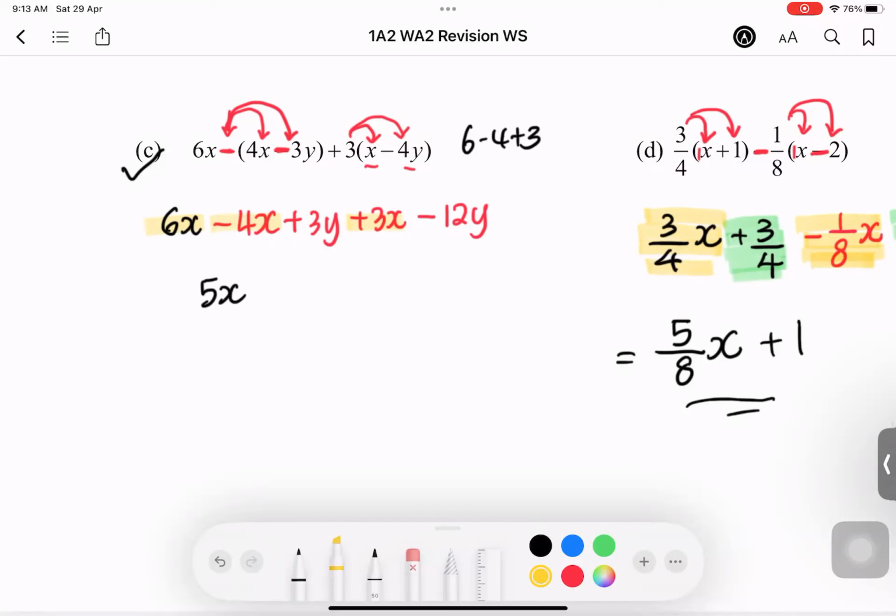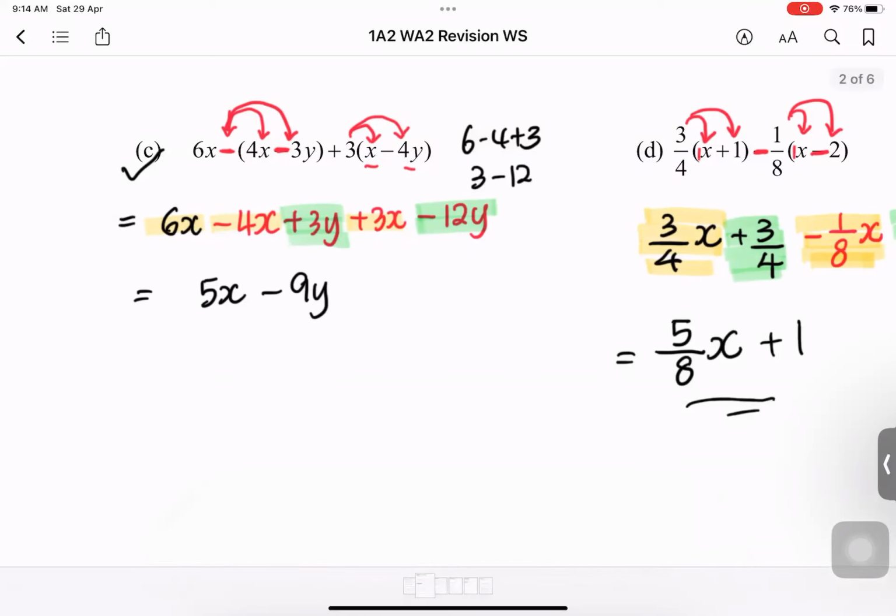Okay, then the other side will be 3y, positive 3y, the sign follows minus 12y. So it's 3 minus 12. So 3 minus 12 gives me -9y. Okay, have you gotten the answer? Okay, can then move on to the next question.